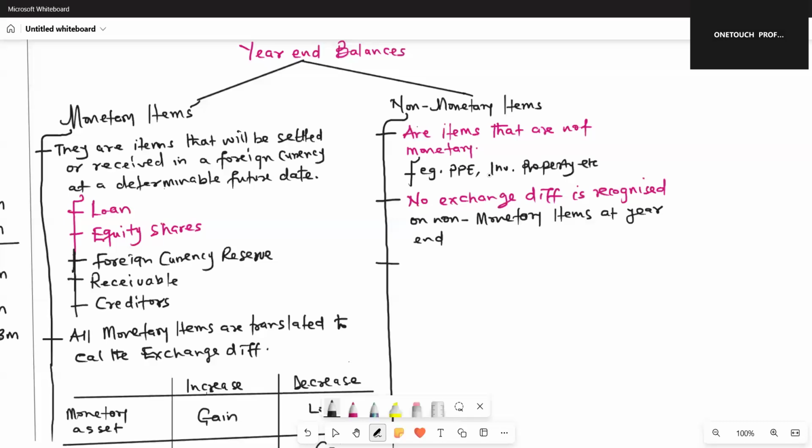Yes, please. My question is, you said if it is a non-monetary item, for instance a PPE, we would only consider the exchange rates when we have to revalue the asset. Yes, and the translation is done only to ascertain the revalued amount. No exchange gain or loss.